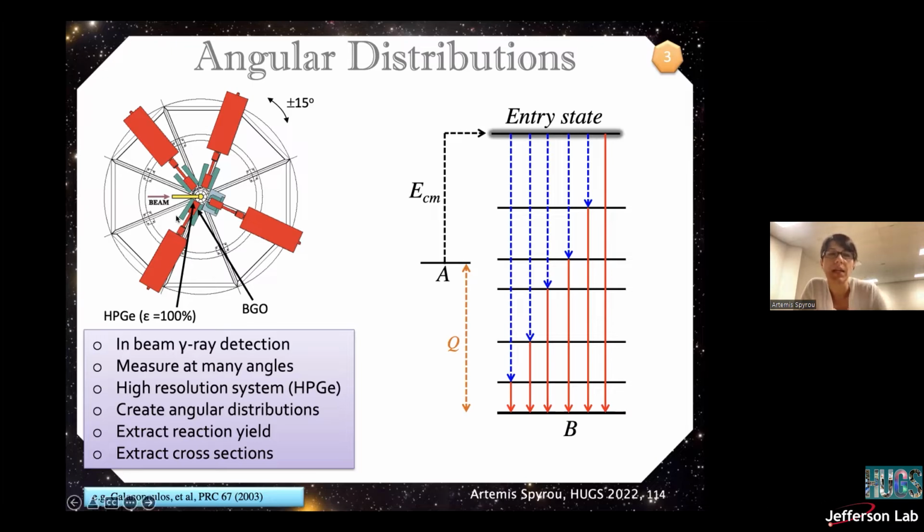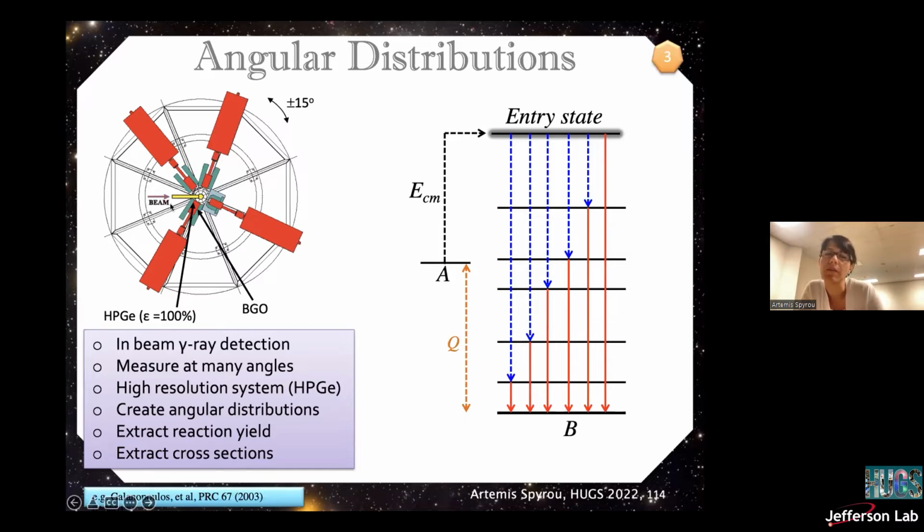Anyway, the idea is that you can measure the gamma rays that are coming out of the reaction directly as they're coming out of the reaction. But you can't just measure at one particular angle because there's an angular distribution to those gamma rays that depends on the properties of the states where the gamma rays are coming from. So you need to measure at multiple angles simultaneously and do angular distributions.